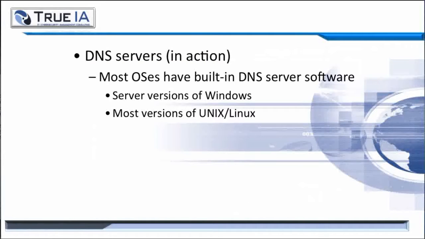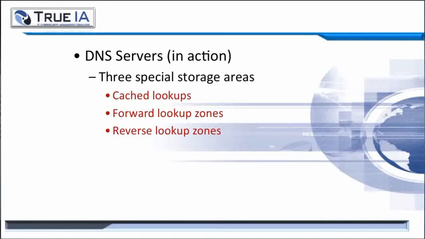So, as I mentioned, most modern OSs are going to have built-in DNS server software. You'll have to be running the server versions of those operating systems. You have server versions of Windows, and most versions of Unix support this capability. Within every DNS server, there are three special storage areas. First, the cached lookup. Second, the forward lookup zone. And third, the reverse lookup zone.